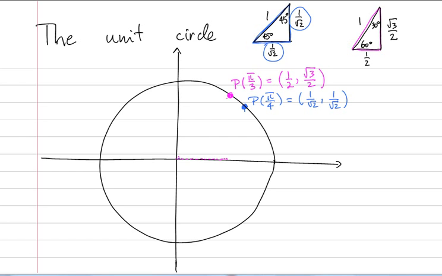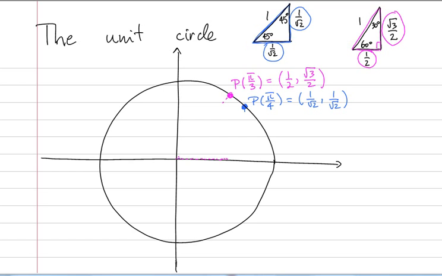Likewise, the other triangle is the triangle with 60, 30, and 90 degrees. The hypotenuse is 1, the short side must be half, and the third side you get from Pythagoras being square root of 3 over 2.